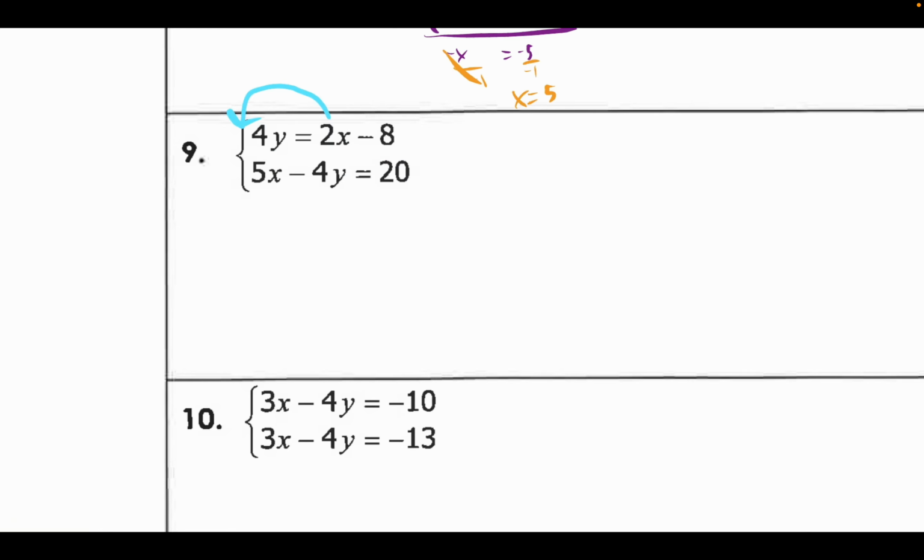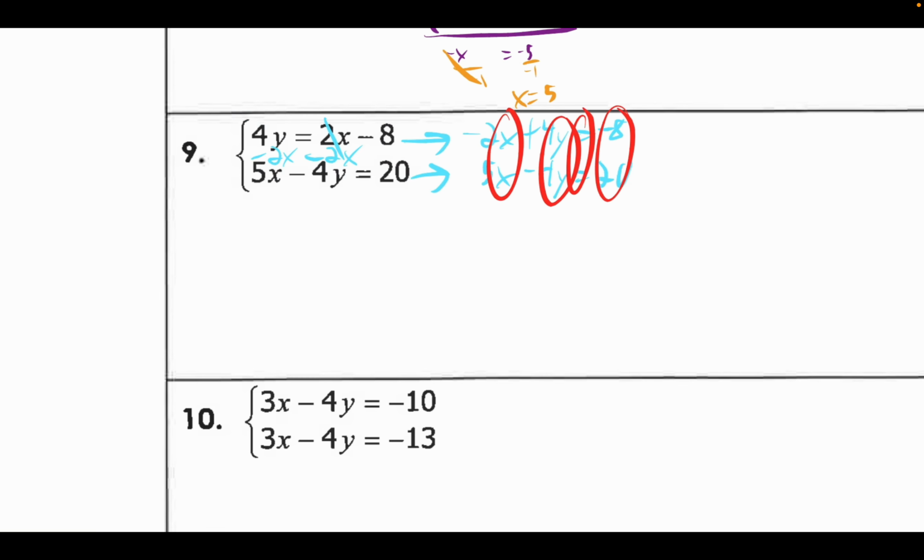I do that by removing the positive 2x by subtracting the 2x from each side. 2x minus itself is 0, and so I get negative 2x plus 4y equals negative 8. And my bottom equation is just going to remain the same here and get 5x minus 4y equals 20. Now everything's lined up. I have x, y equals and my numbers.